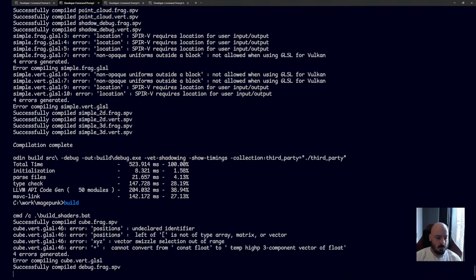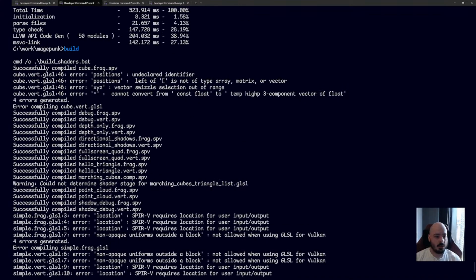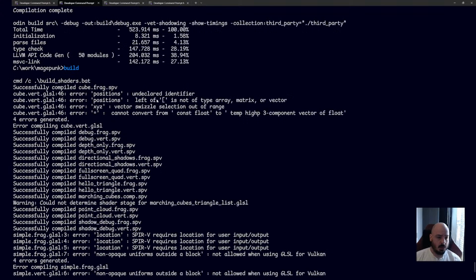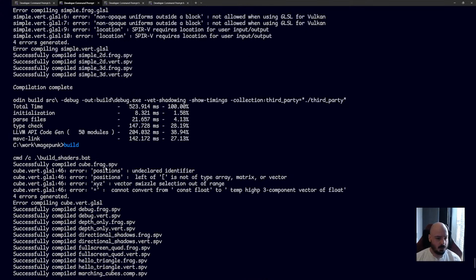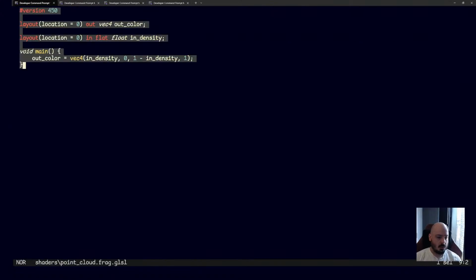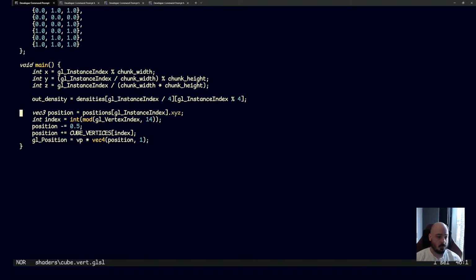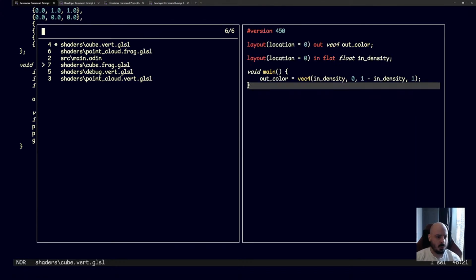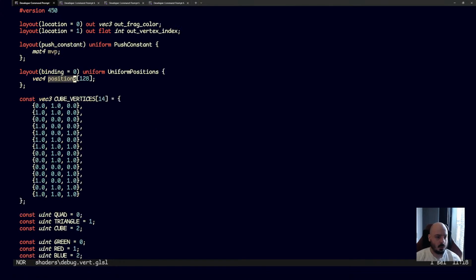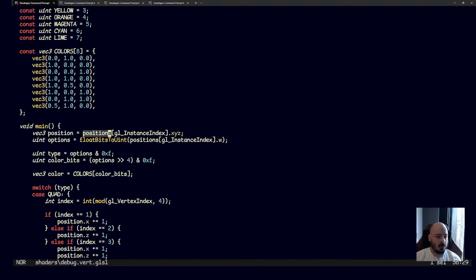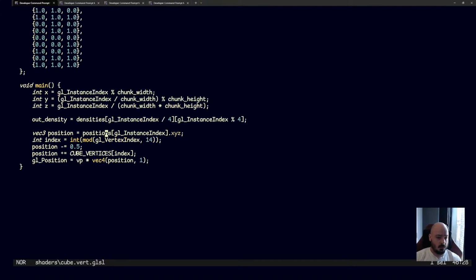Okay, now I need to run the build, and we got some errors in the cube shader because positions is undeclared. Left side of that, so line 46. Let's have a look. Positions, right, so that's not a thing that I have in this shader. What is it in this shader? Positions. Oh, right, yeah. So the position we actually have to calculate differently. Position is going to be the X, Y, and Z that we got from up there. There we go.